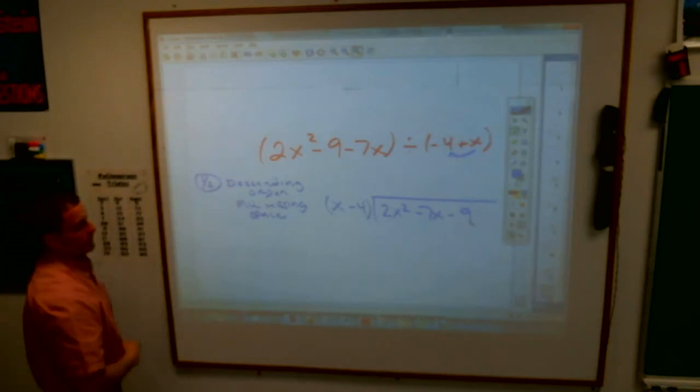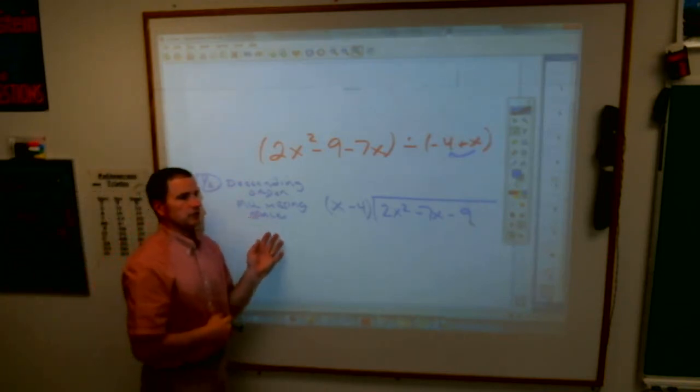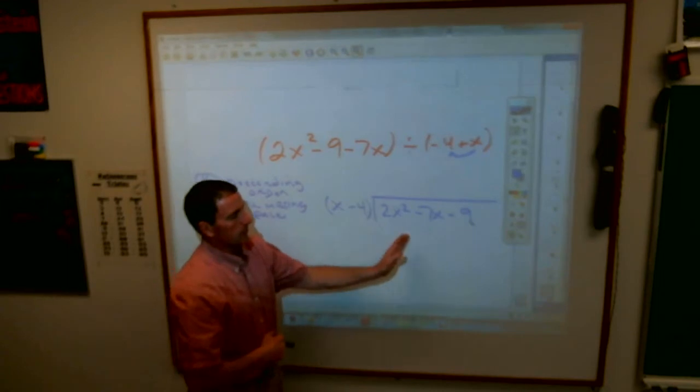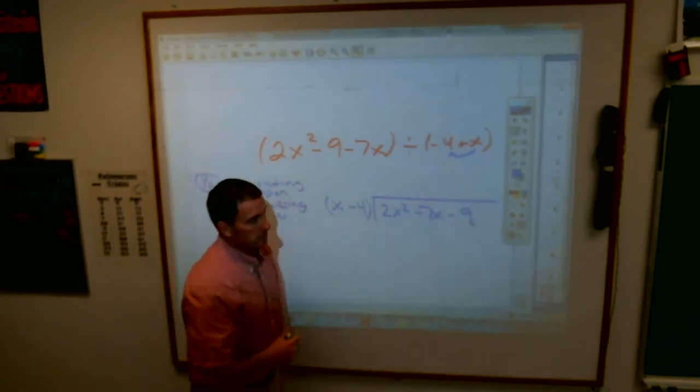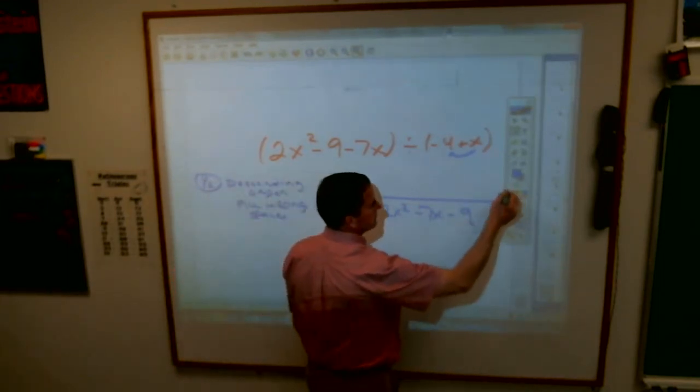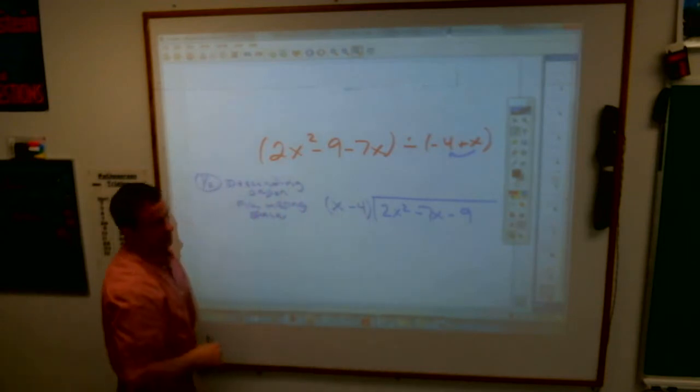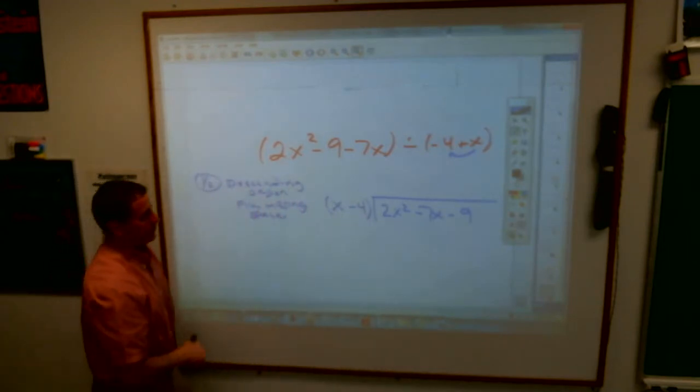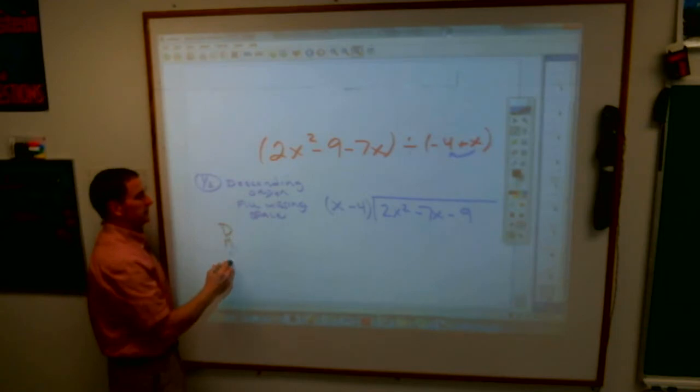If you don't write it in descending order and don't fill in the blanks, you get way confused because the x's won't match up and it'll just mess you up in a large way. So here we go. Just following those same orders of divide, multiply, subtract, and bring down.